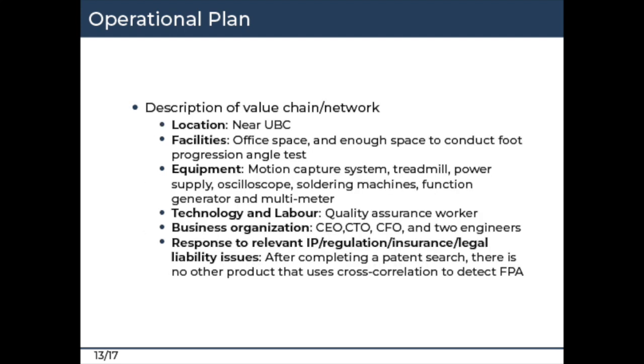Facilities needed in the operation plan are an office space and enough space to test foot progression angle on patients. The desired location is near UBC. Equipment required is a motion capture system, treadmill, and testing equipment. For extra labor, we need a quality assurance worker to test each assembled product. Our business organization would have a CEO, CTO, CFO, and 2 engineers. For legal issues, we did a patent search and there is no other invention that is similar to our product.